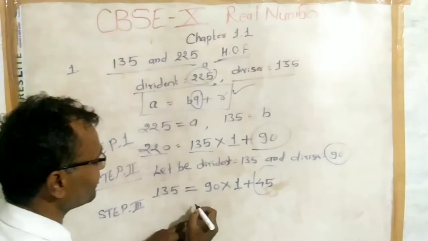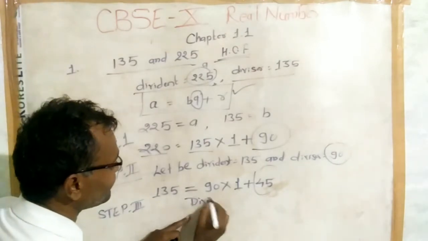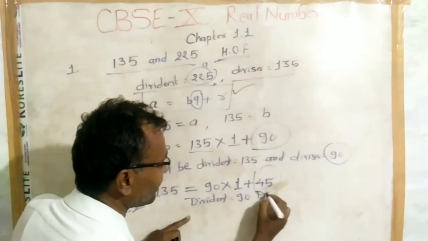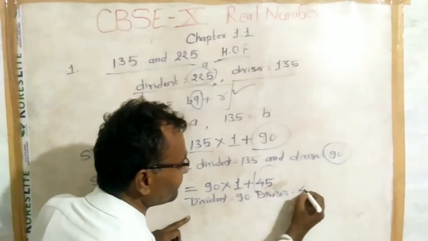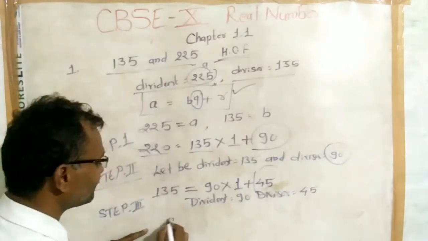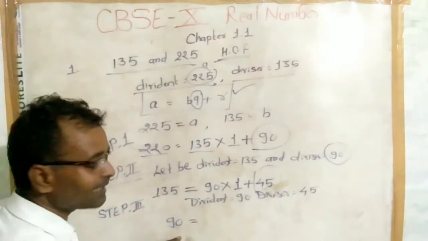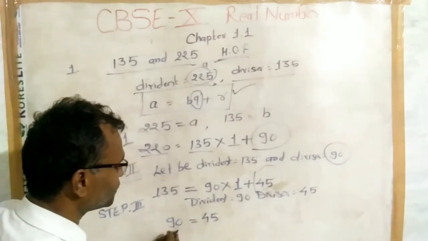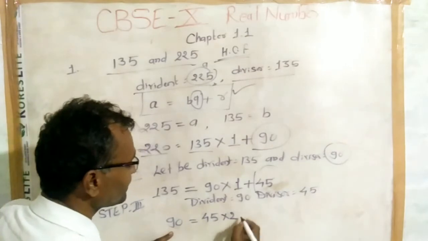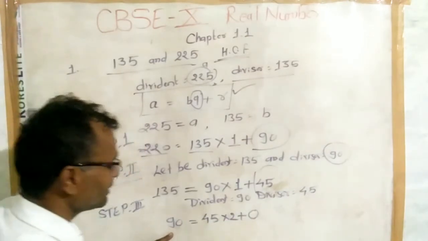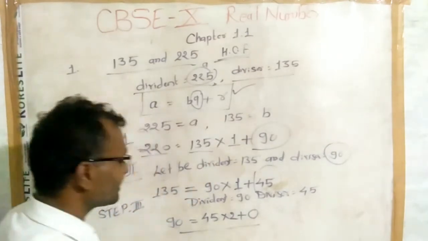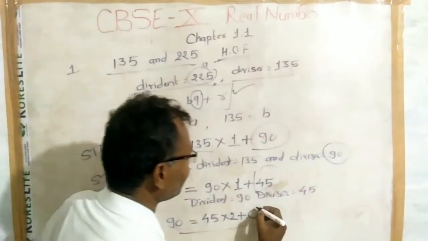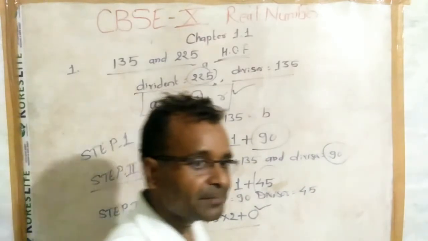In step number third, the dividend will be 90 and the divisor will be 45. In the form of Euclid division lemma, divide by 45: 45 twos are 90, two times, and the remainder is 0. Here our steps have been completed. We have got 0 in place of the remainder.